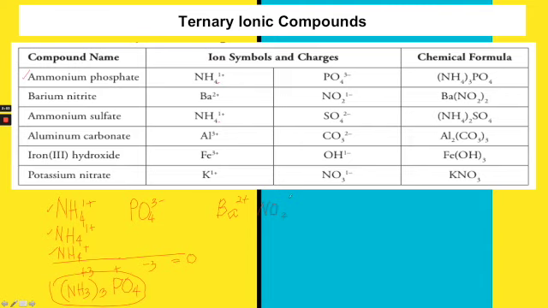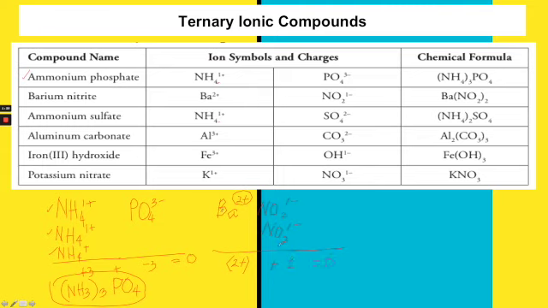NO2, 1 negative. So we have 2 here for barium, therefore we need to balance it with nitrite. So we're gonna make another nitrite here, 1 negative. Okay, when we sum them up, their charges are now balanced. This is 2 plus, and then plus 2 negative gives you 0.